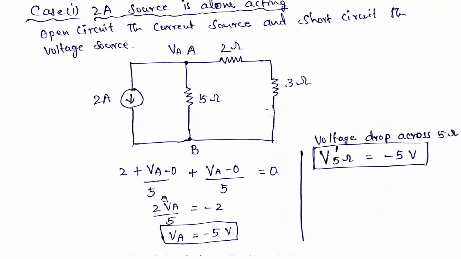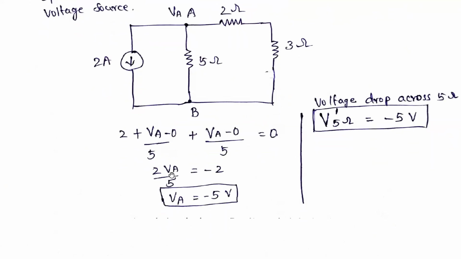Now we can take the LCM and easily find out VA. By taking the LCM, it will become 2VA divided by 5. So this 2 we take to this side, and this 5 and 5 is there, so you can add. And this minus 2 is there. So VA is equal to minus 5 volts. That means the voltage drop across 5 ohms, that is V' 5 ohms, is equal to minus 5 volts. So that is case 1, while one source is acting, we found it.